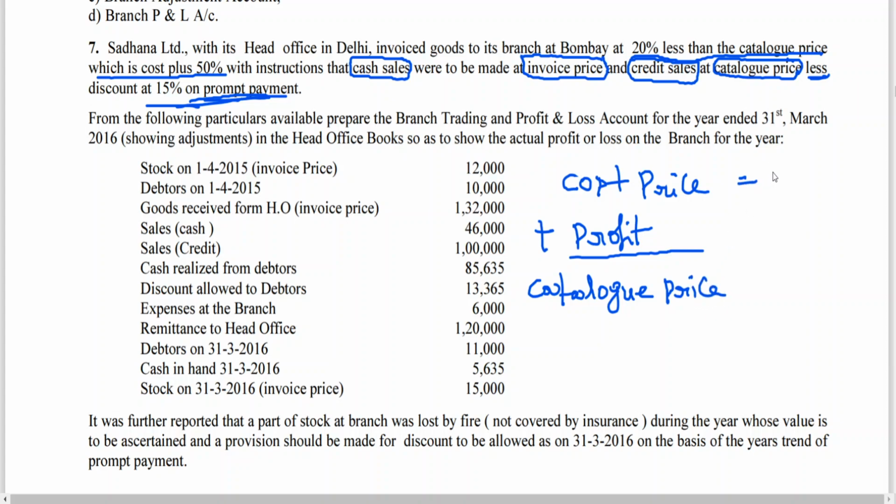That means what is catalog price? Cost price, let us assume, is 100. Catalog price is cost plus 50%. I'm assuming cost price is 100, profit 50. So catalog price is 150, which is the quotation price. And then you can see, 20% less than the catalog price. Initially they have quoted 150. Now they are giving 20% discount. So 20% of 150 comes to 30 rupees.